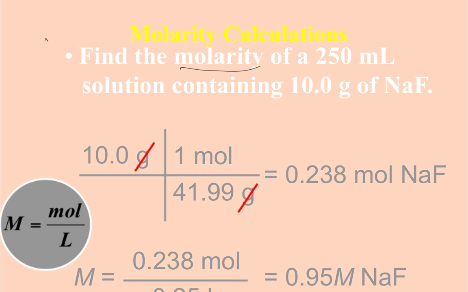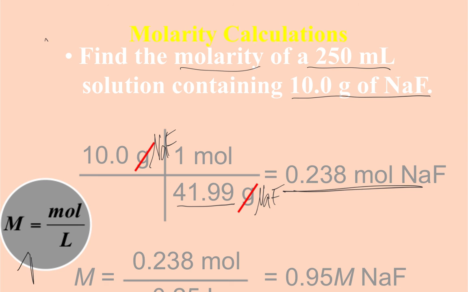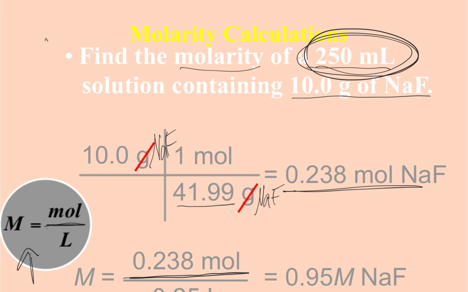Another way you could be asked for a molarity calculation is, in this instance, to find the molarity or the concentration of a 250 milliliter solution containing 10 grams of the compound sodium fluoride. The first thing, when in doubt, let's convert to moles. So I have 10 grams of NaF, sodium fluoride, and then I'm going to divide it by the molar mass of sodium fluoride, and that's going to give me my moles. If you remember, molarity, concentration, is moles over liters.